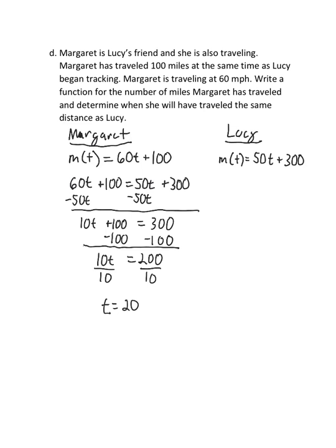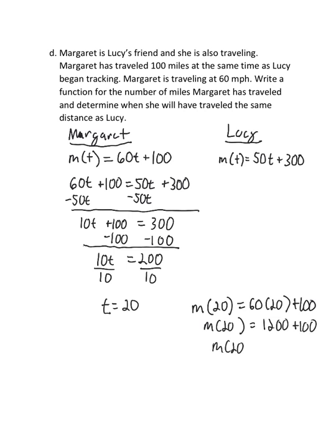And we could actually figure out what that distance is by plugging 20 into either one of these, and we should get the same answer. So let's say we picked Margaret. If we picked her function, m of 20 would equal 60 times 20 plus 100. So m of 20 equals 1200 plus 100. M of 20 equals 1300. What this means is after 20 hours, they have both traveled the same distance, which would be 1300 miles.